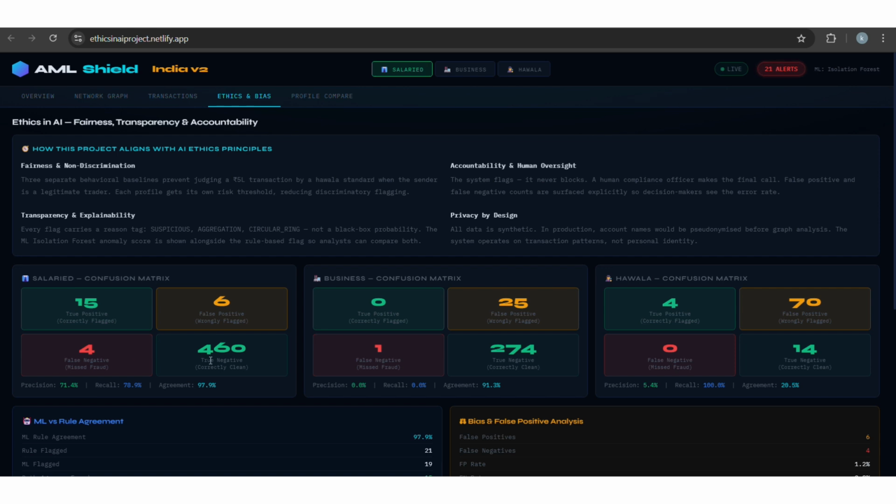False negatives are actual fraud missed by the rules but potentially caught by the ML model. In the business dataset, the 25 false positives out of 300 transactions represents an 8.3% false positive rate. Each of these represents a legitimate vendor payment that was flagged as suspicious, with real consequences for the business relationship and the compliance officer's workload.